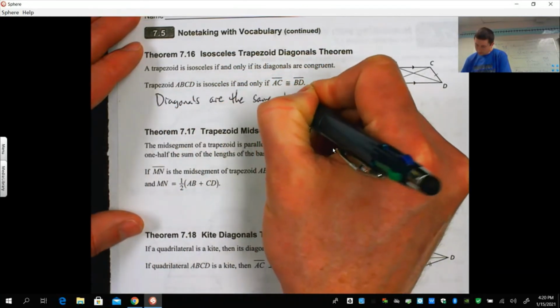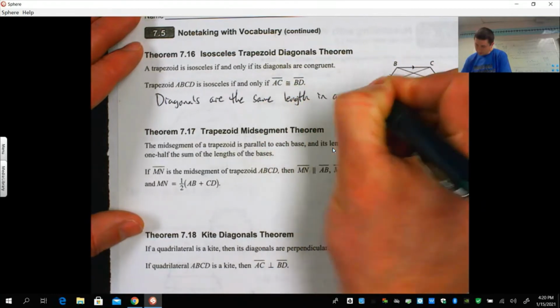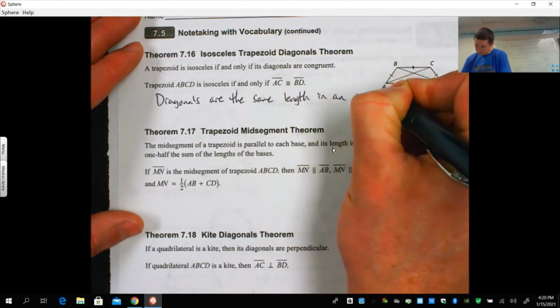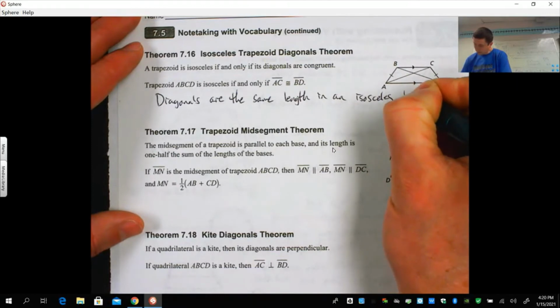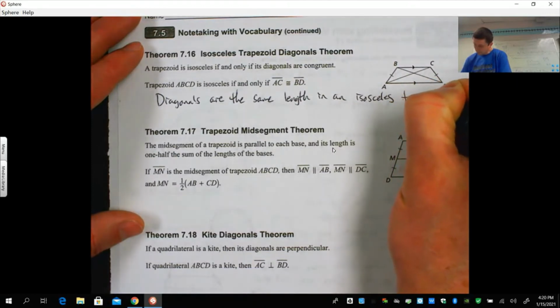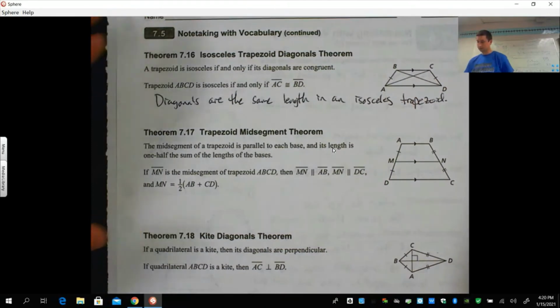So they are the same length in isosceles trapezoid. Okay, so if BD is 8, CA has to be 8. Diagonals are the same length.